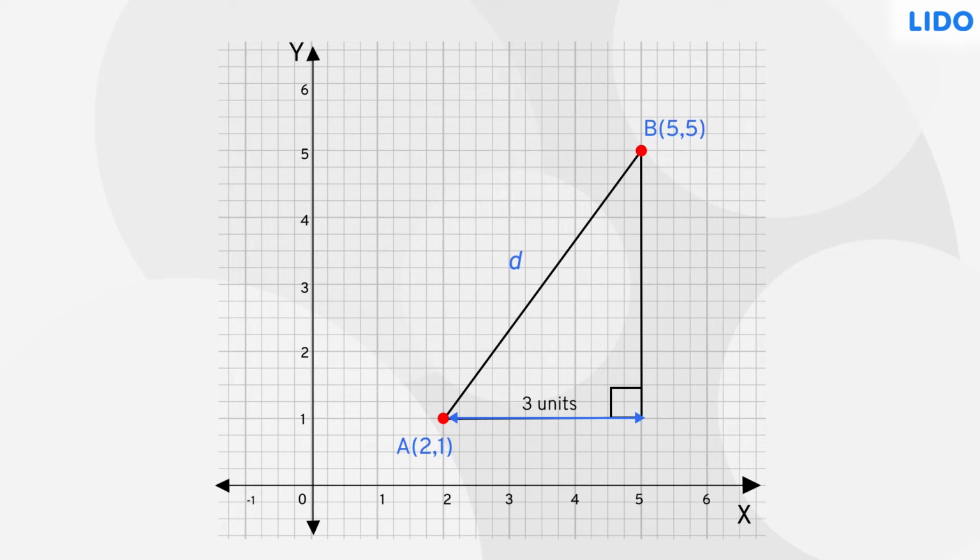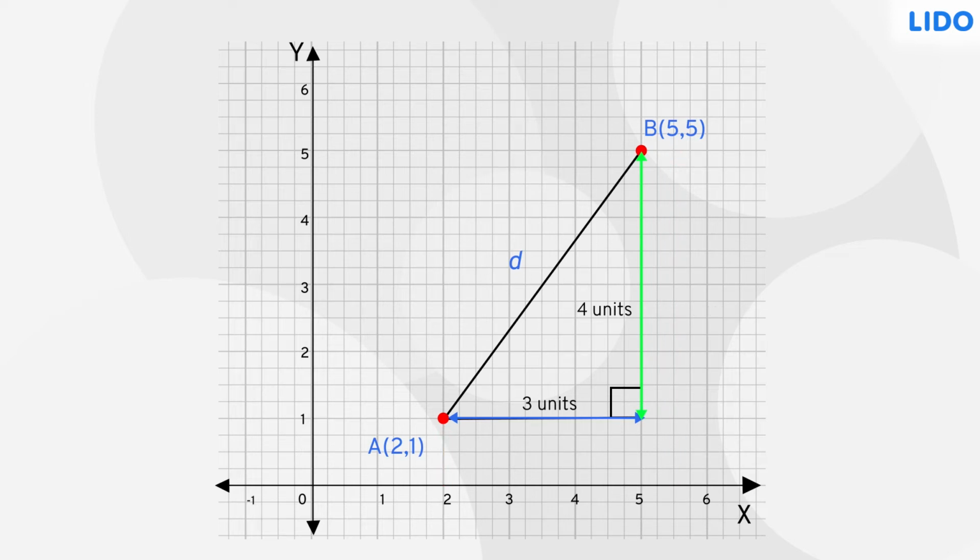Now, let's find the height of the triangle. From the figure, it is clear that town B is at 5 units from the x-axis and town A is 1 unit away from the x-axis. Therefore, the height of the triangle is 5 minus 1, which is 4 units.